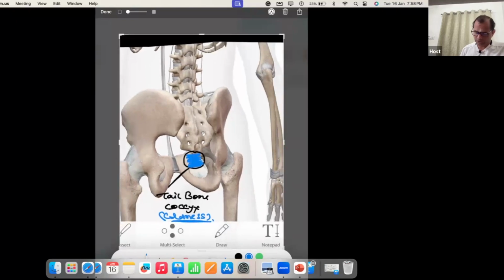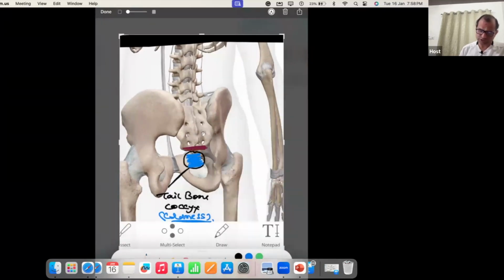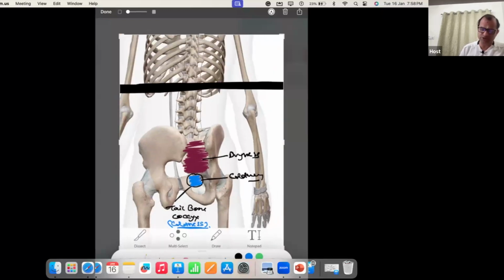Now we are coming to the sacrum bone. अब हम sacrum bone की बात कर रहे हैं. Let's move to the sacrum. So this is the sacrum bone. It is dryness. So coldness, dryness and humidity. Humidity means lumbar area.